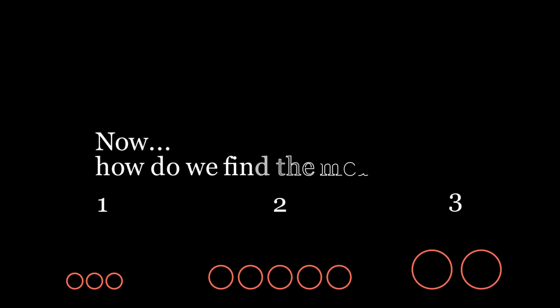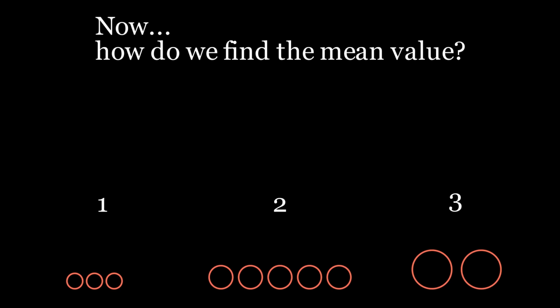Now, how do we find the mean value? As there are 3 1s, the small counters give a value of 3. As there are 5 2s, the medium counters give a value of 10. And as there are 2 3s, the large counters give a value of 6. Combining these values, we get 19. Dividing 19 by the total amount of counters we have, we get the average value of counters, the mean.